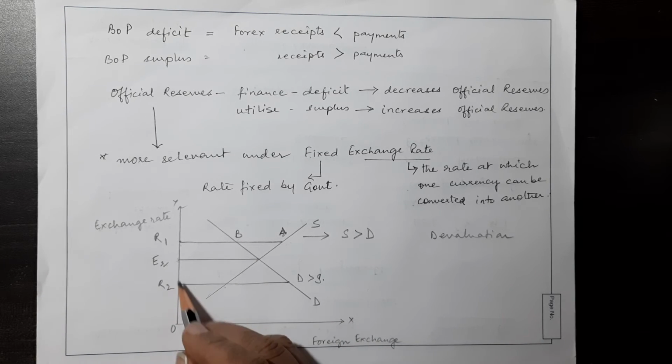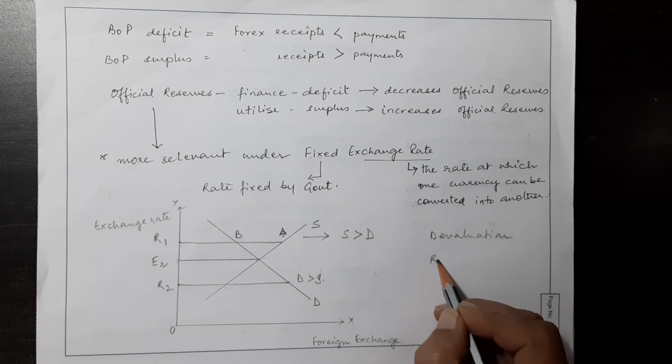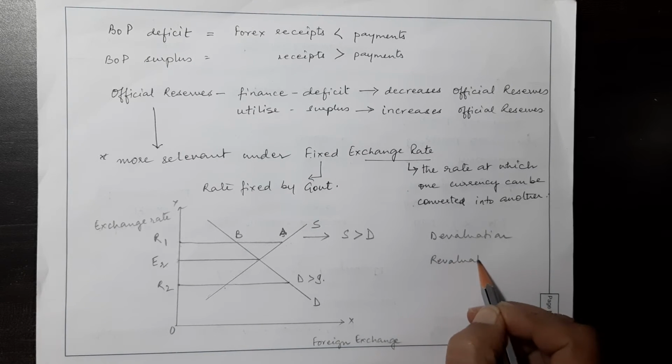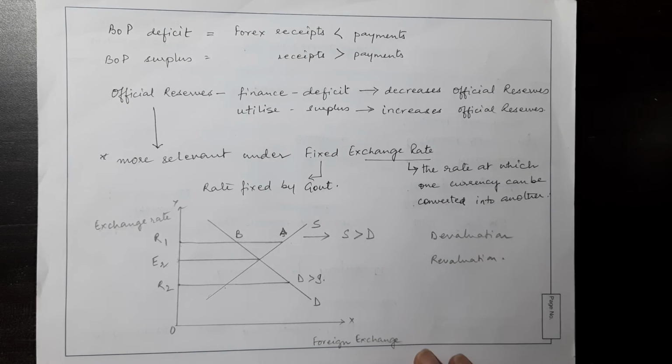Then if you bring down to R2, this is called revaluation or appreciation of the domestic currency. So here what happens is the domestic currency becomes costlier in terms of the foreign currency. In that case, imports would increase and there will be an outflow of foreign exchange.